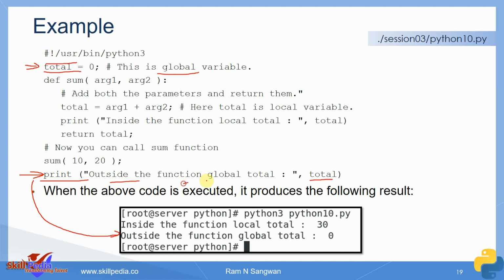Outside function global total is whatever the value of total is, which is this one. This total is different. This total is assigned a different memory area. And this total inside is declared in a separate memory area. Any variable declared outside is global.